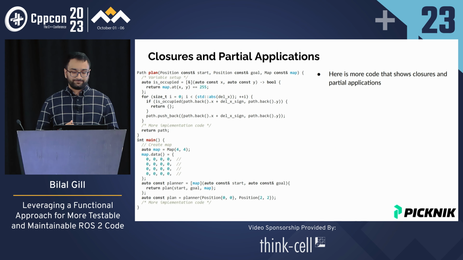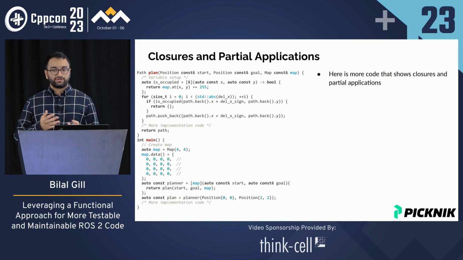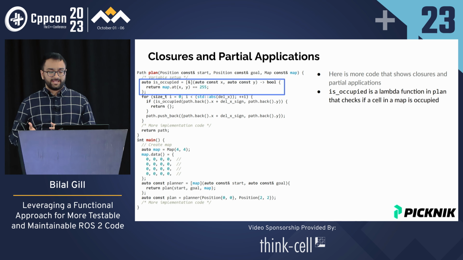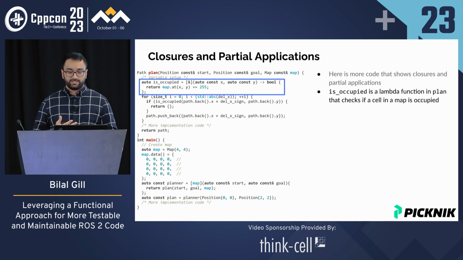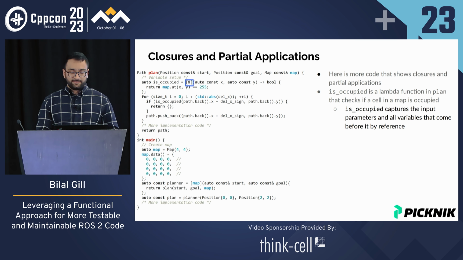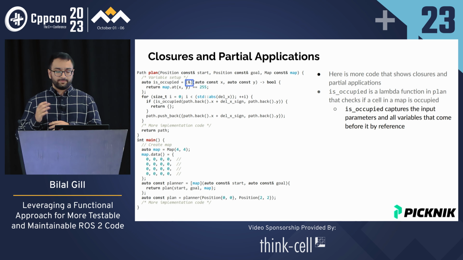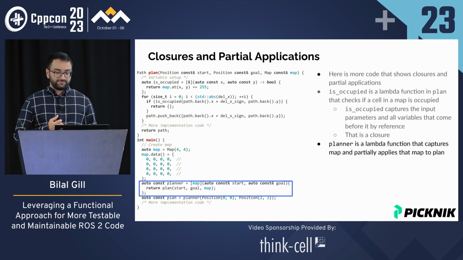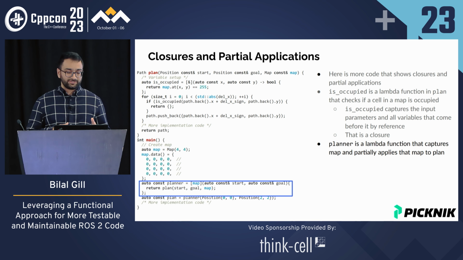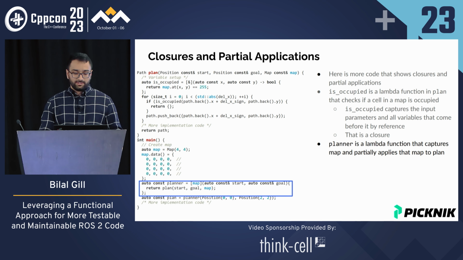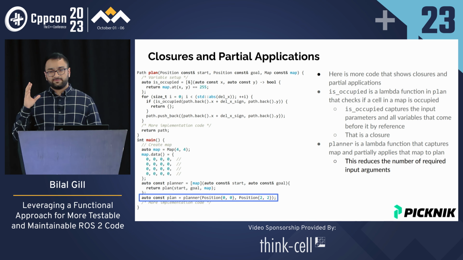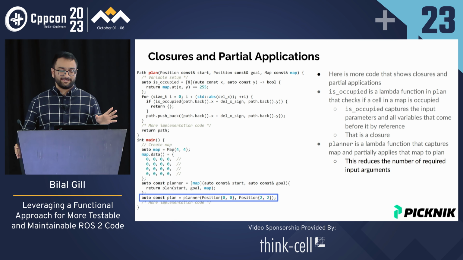But I can do a bit better, right? So here's more code that shows closures and partial applications. isOccupied is a lambda function in plan that checks if a cell in a map is occupied. isOccupied captures the input parameters and all variables that come before it by reference. That's a closure. Planner is a lambda function that captures map and partially applies that map to plan. So now that we call this planner function, all we need to do is give it the start position and the goal position. And because we've partially applied the map, it doesn't need that anymore, right? That reduces the number of required input arguments.